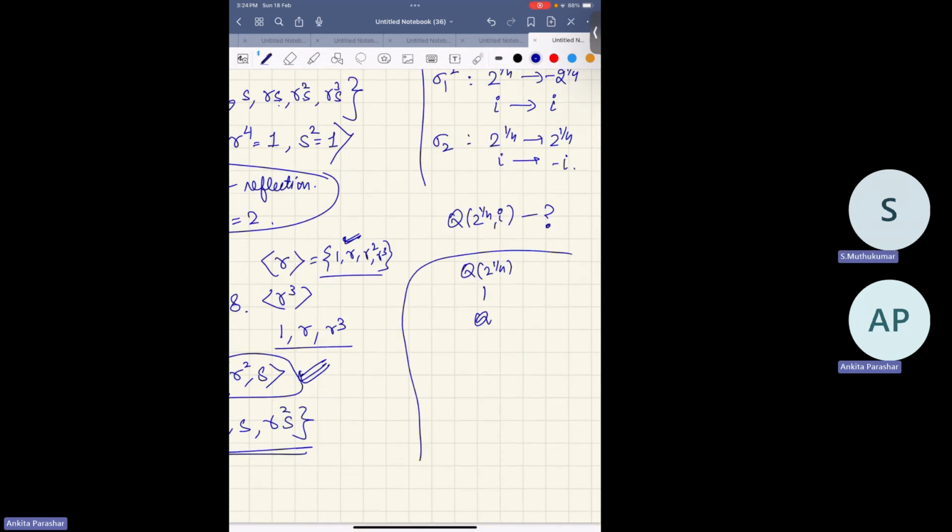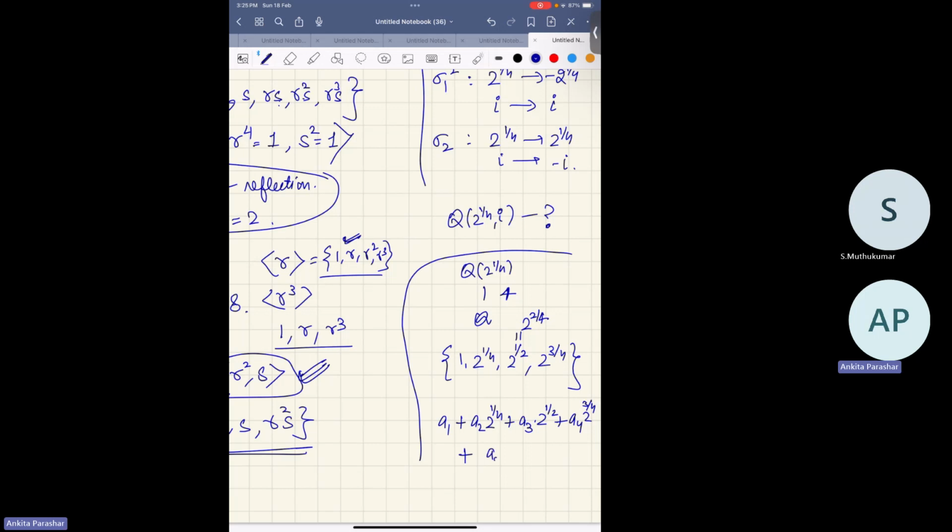If you see this as an extension, the basis is 1, 2 power 1 by 4, 2 power 1 by 2, 2 power 3 by 4. This is a degree 4 extension. Therefore, the basis should have 4 elements. And you want one more, right? You want i also. So you want to extend that. So therefore, any element, if you try to write, then it should be of this form. A plus B, 2 power 1 by 4, let's say A1, A2, A3, 2 power 1 by 2, A4, 2 power 3 by 4. This is the same as 2 power 2 by 4.